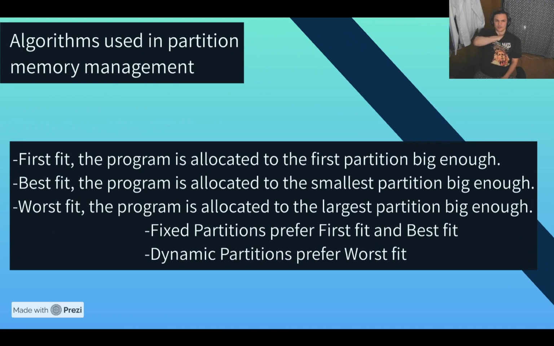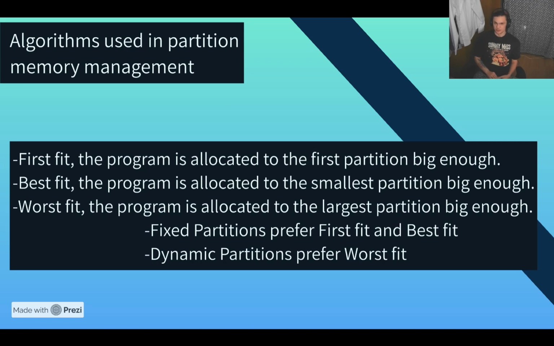Let's look at algorithms used in partition memory management. The first is first fit, where the program is allocated to the first partition big enough. It just starts at the first one and goes down, and finds one that it can fit in and picks it. Best fit looks at all of them and chooses the smallest one that it can fit in. And worst fit chooses the largest partition that it can fit in, the one that would take up the most space.